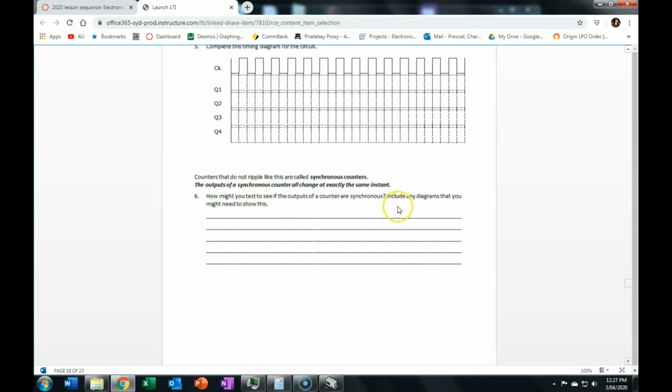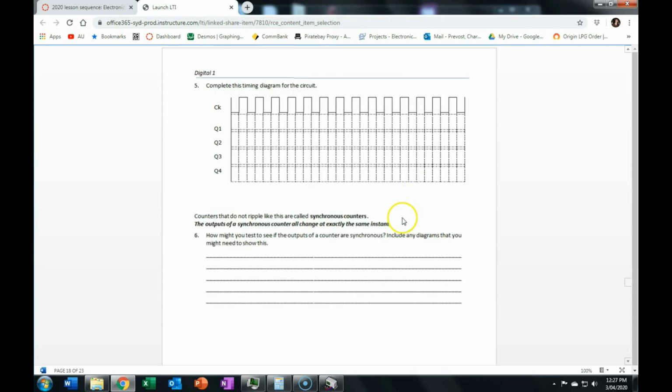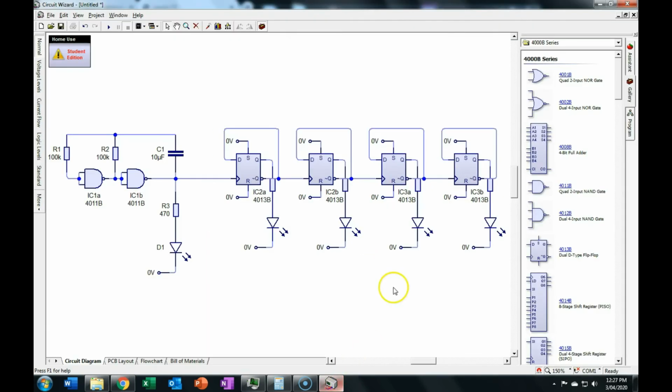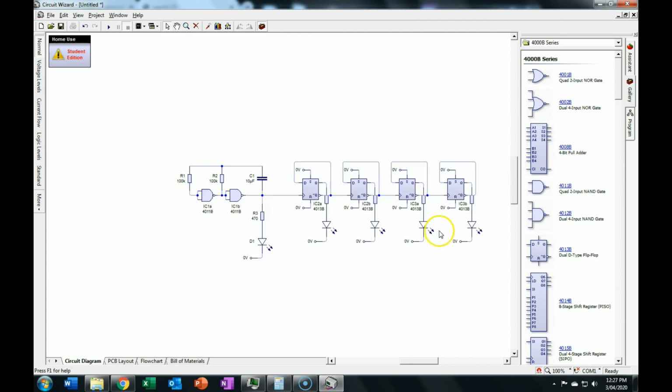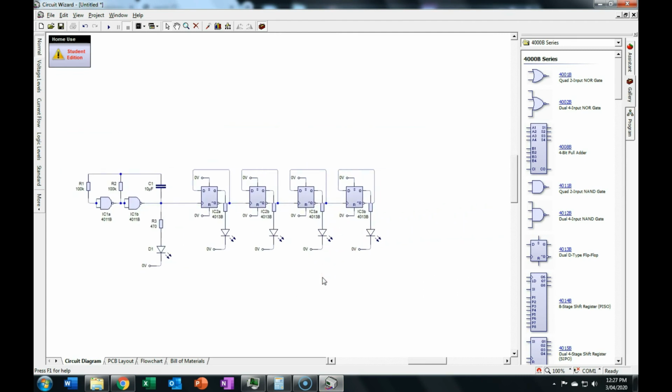How would you see whether the outputs are synchronous? Well, you could try to connect logic gates to it. That would be quite difficult to actually see on a breadboard. But if you had a large enough flip-flop ripple counter, so instead of having just 4 stages, if I had like 16 stages, that would have 16 times that propagation delay, and I might be able to trigger a logic gate to behave erratically on this one.